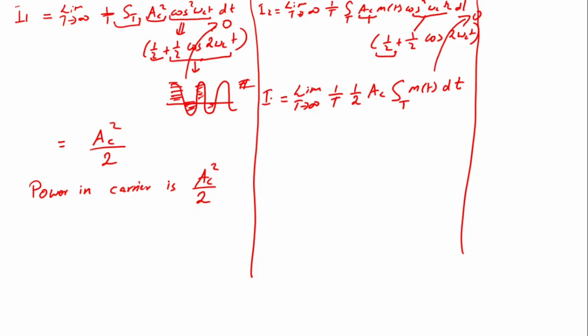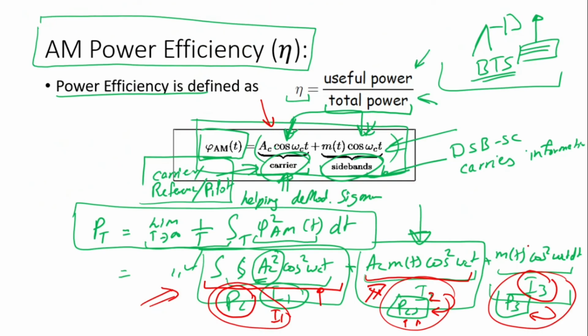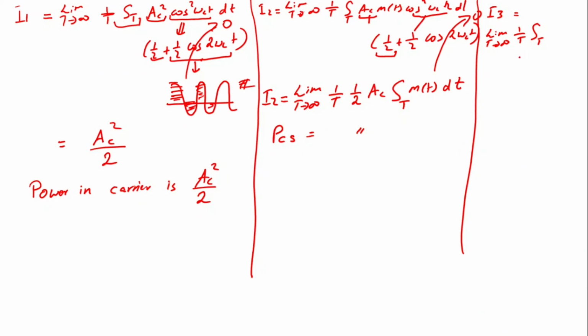So this is our I2, and we can also say this is power in the middle term, that is in the carrier and sideband together. So this is the outcome. Whereas I3, this is simply the power in the sideband, which was limit t tends to infinity 1 by t integration over t, m of t cos square omega ct dt.